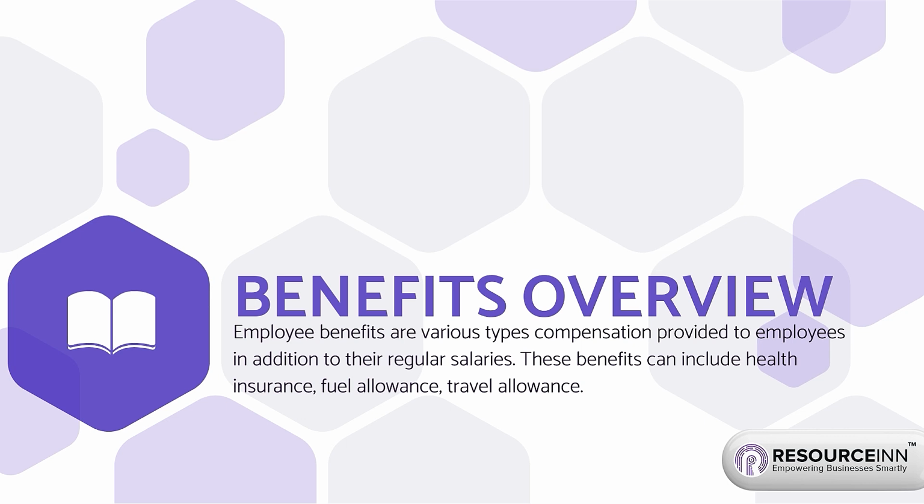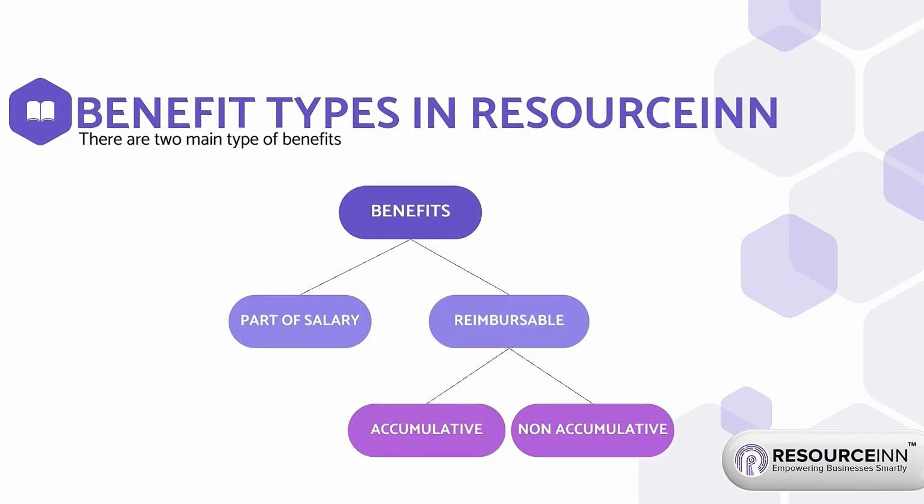Firstly, let's talk about benefits. Basically, employee benefits are various types of compensation provided to employees in addition to their regular salary. These benefits can be of different types, such as medical insurance or any type of allotment. If you talk about benefits at Resourceinn, there are primarily 2 types, part of salary and reimbursable. Reimbursable benefits have 2 subcategories, accumulative and non-accumulative.